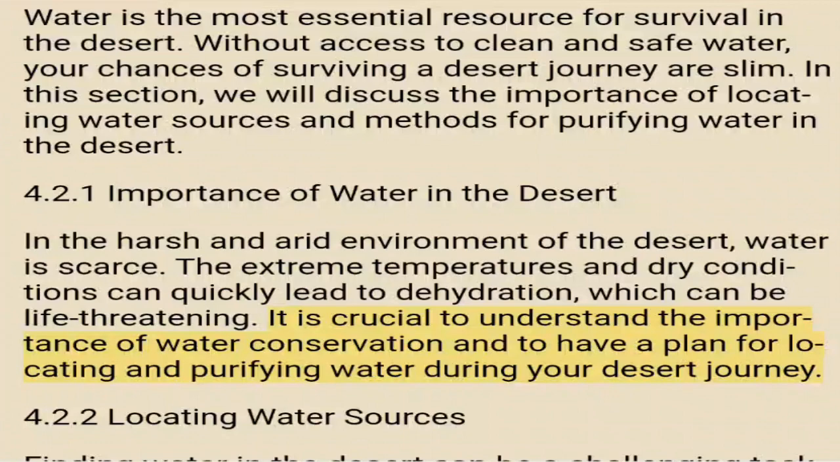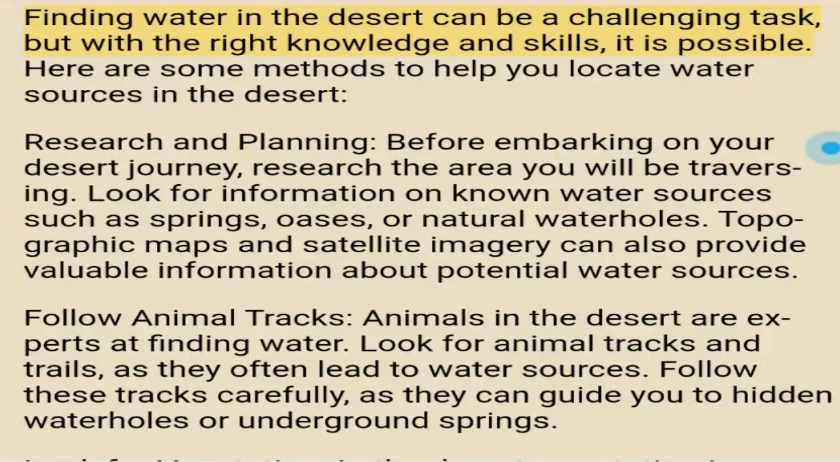during your desert journey. 4.2.2 Locating water sources. Finding water in the desert can be a challenging task, but with the right knowledge and skills, it is possible. Here are some methods to help you locate water sources in the desert. Research and planning. Before embarking on your desert journey, research the area you will be traversing. Look for information on known water sources such as springs, oases, or natural water holes. Topographic maps and satellite imagery can also provide valuable information about potential water sources.